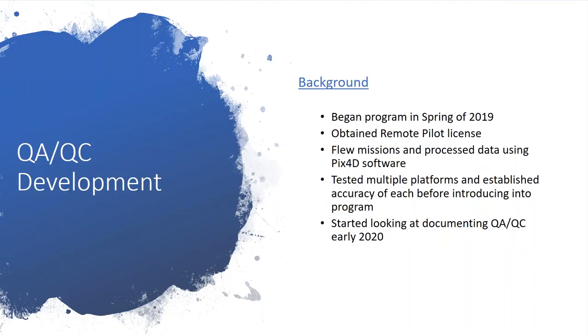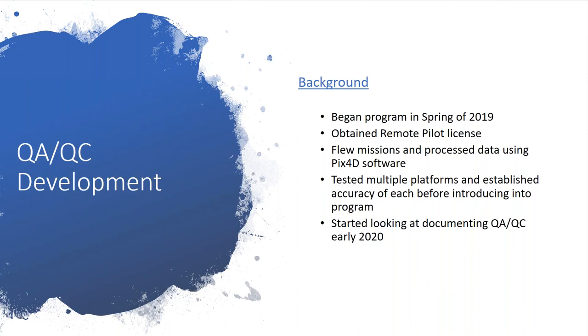We started looking at documenting the QA/QC of our data in early 2020, because we were concentrating the first year on just getting the program started and trying to figure out exactly how to start flying our missions and collecting all of our data. And then we got to talking about, well, what are the quality parameters that we're using for our data? That's a question we started looking at, and we determined that we had to do a lot more research on that. We had to figure out what other folks are doing.